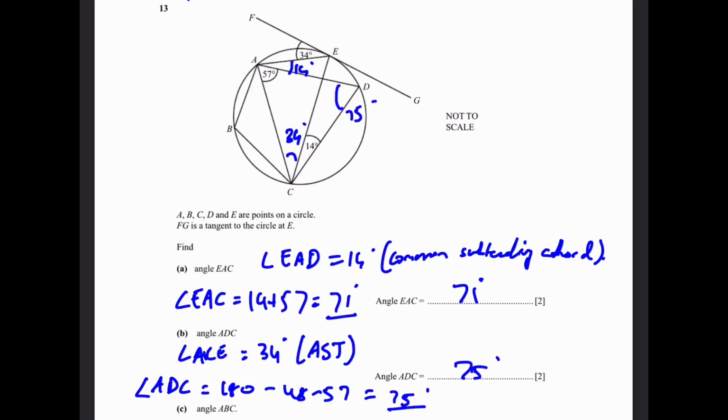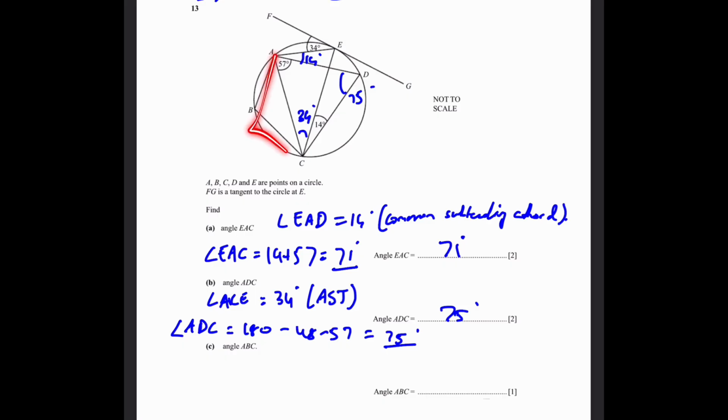Let's go to part C, angle ABC. This is a bit simpler than the other two parts, and we can see it's only 1 mark compared to the other 2 mark questions. So yeah, it should be very straightforward, and it is, because we have a cyclic quadrilateral here, and we just found this angle 75 degrees, which is opposite to angle ABC in this cyclic quadrilateral.